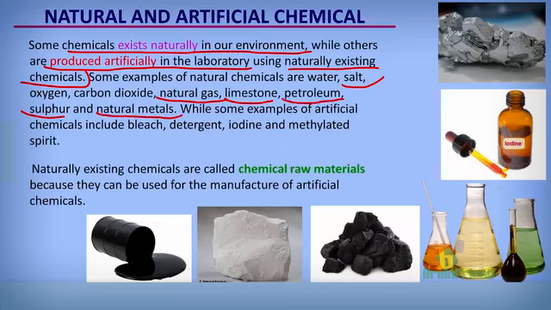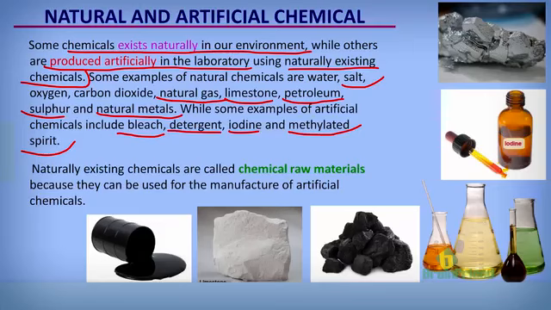All of these are examples of naturally existing chemicals. How about examples of artificially existing chemicals? They include bleach, you know the bleach we use for washing our clothes, detergents, iodine, and methylated spirits. All of these are chemicals that are manufactured in the laboratory using naturally existing chemicals.